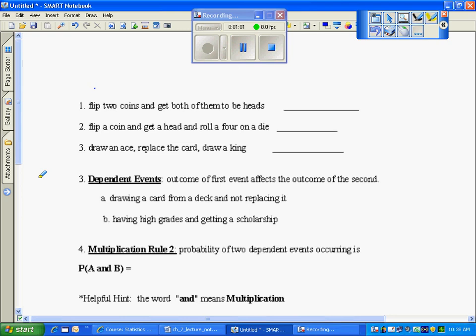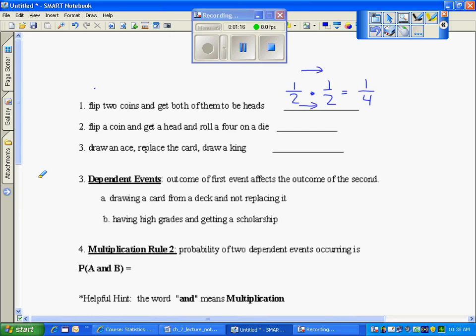If I flip two coins and get both of them to be heads, I want both. The first one, the probability of getting a head, is one out of two. And I want the second one, so notice I would multiply. Review of multiplication of fractions: you multiply straight across.